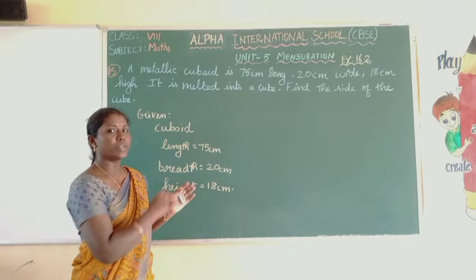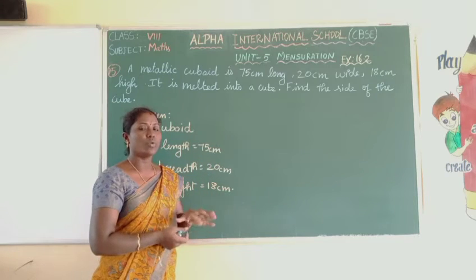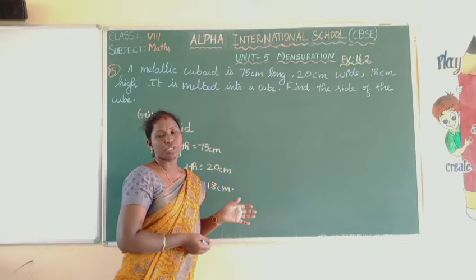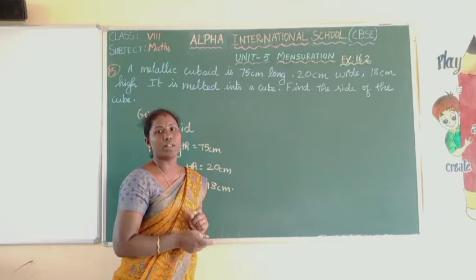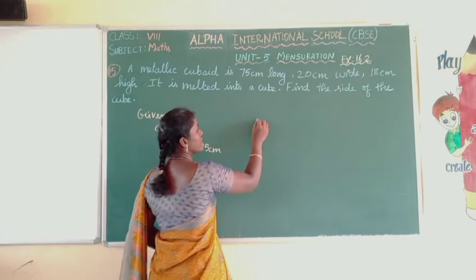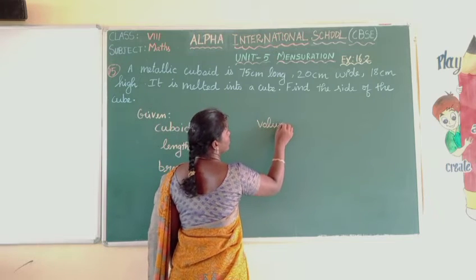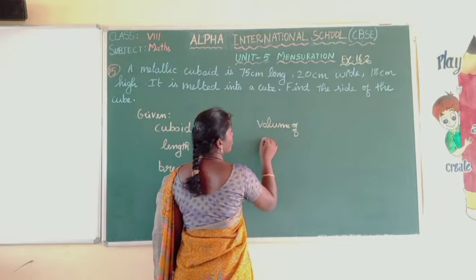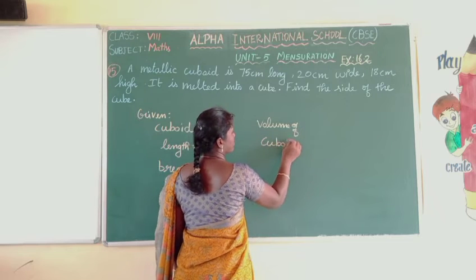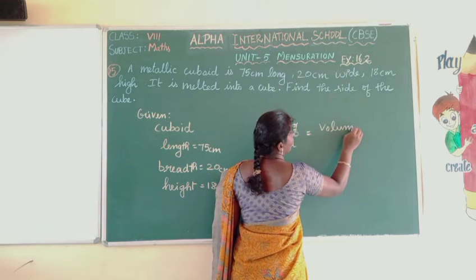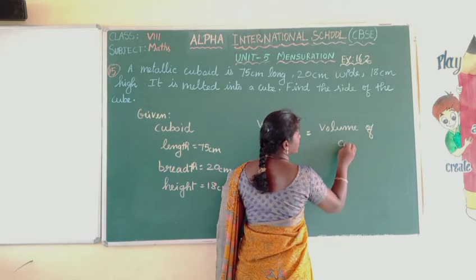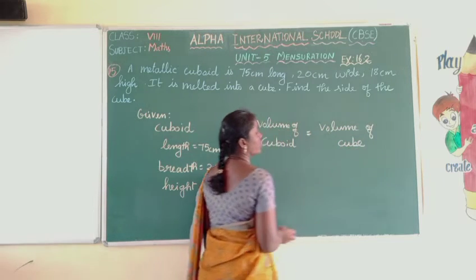So from one shape they are converting to the other shape. Whenever you are reshaping any object to another shape, keep in mind always the volume is equal. So here volume of cuboid is equal to volume of cube.